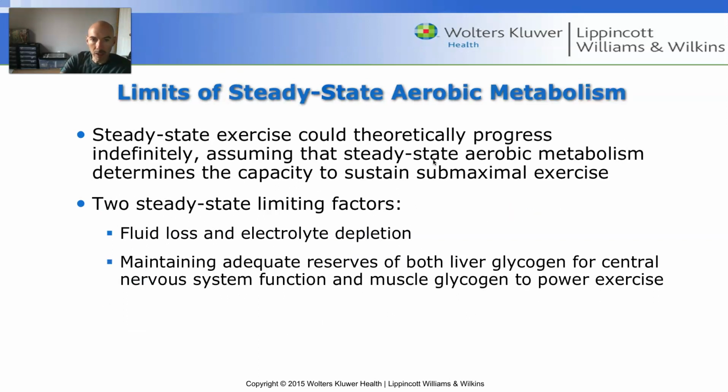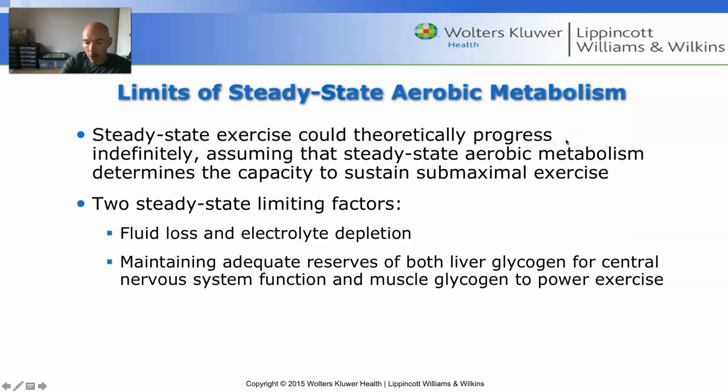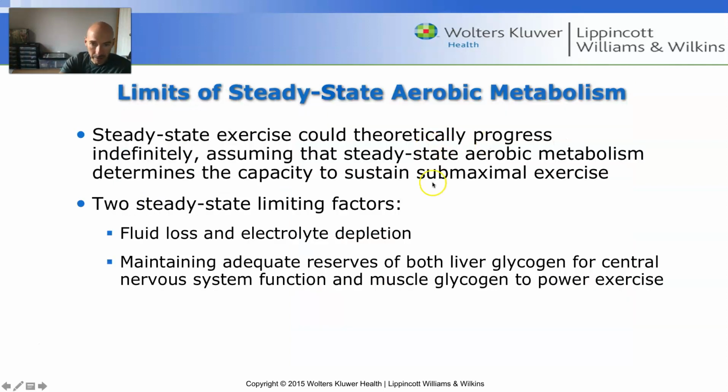So again, I'm going to focus back again on the steady state for a second, and then we'll come back to the oxygen deficit. So once we reach this point where all of the ATP we need is coming from aerobic sources, again, theoretically, we could do that indefinitely. Now, of course, we can't, and there are limiting factors. You know, eventually, if we exercise for multiple hours, we're going to have electrolyte depletion. We're going to have fluid loss. We could replace our fluids through drinking water, drinking Gatorade, etc. If we can do that, again, we can continue exercising for many hours.